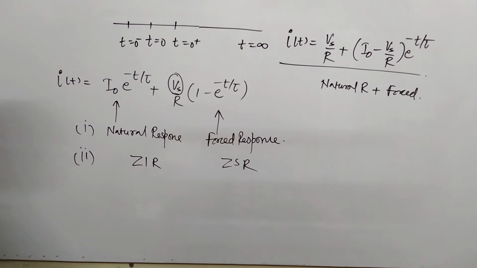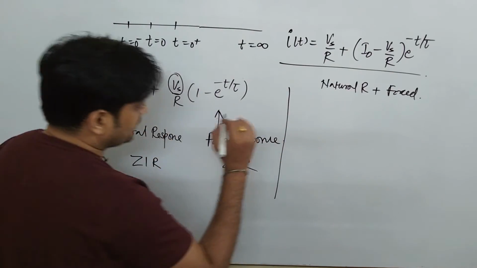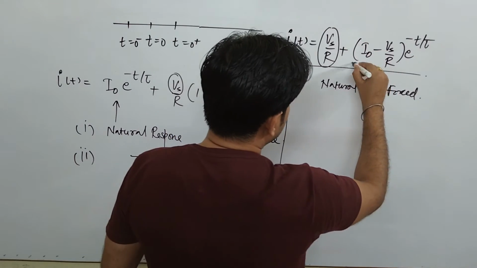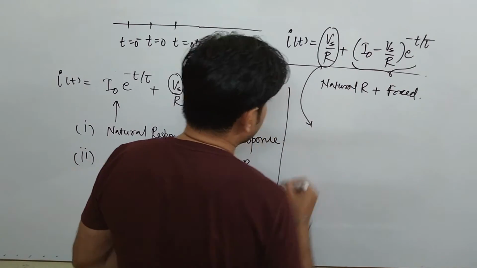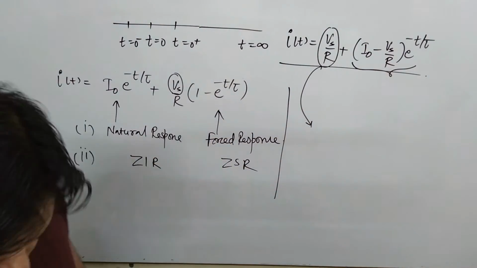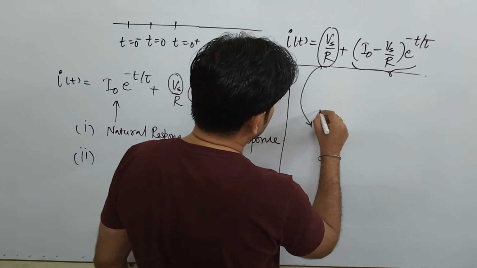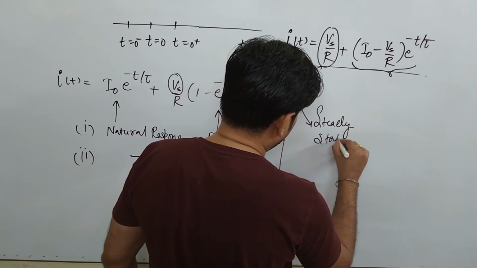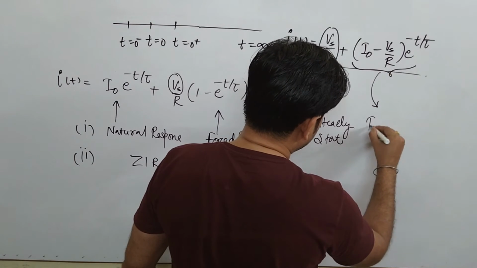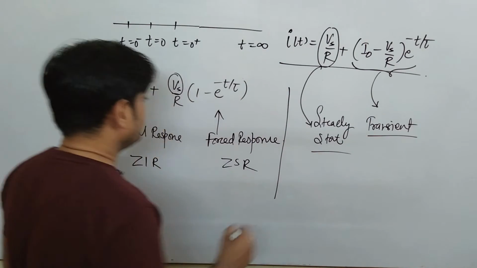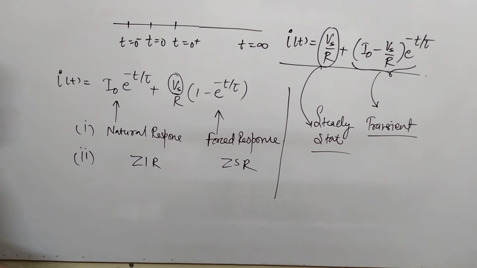Now if I talk about the transient and steady state, you see these two terms. This represents your steady state, and this term represents transient. Okay, so this we have seen in case of inductor also. Now come to this point, we'll see about this also.